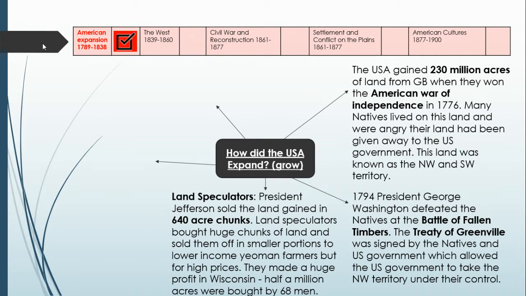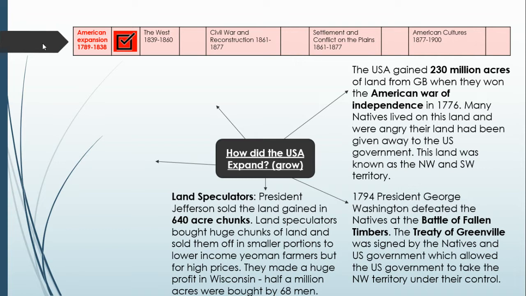He sold these chunks of land in 640-acre chunks. Now, 640 acres is a hell of a lot of land, and it was also very expensive. So only the richest people in America could become land speculators. But they made a huge profit from this policy that Jefferson came up with. This is because they sold these 640-acre chunks on.